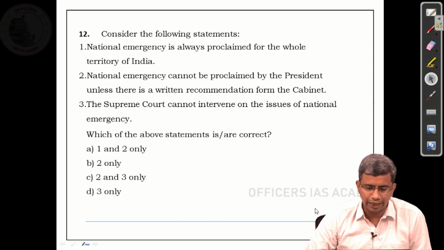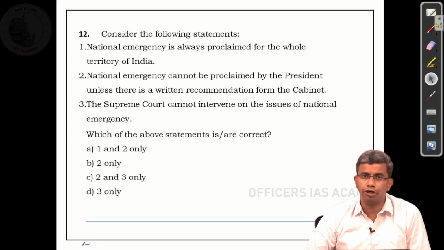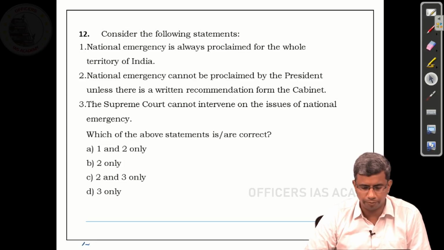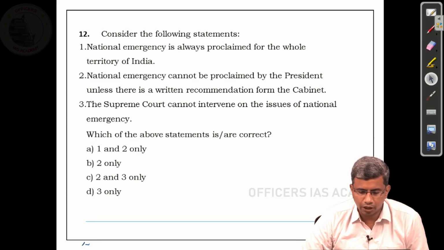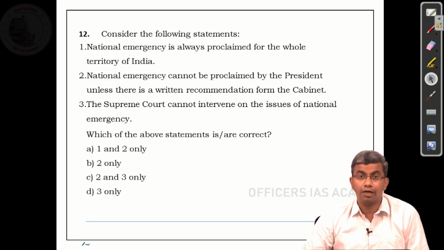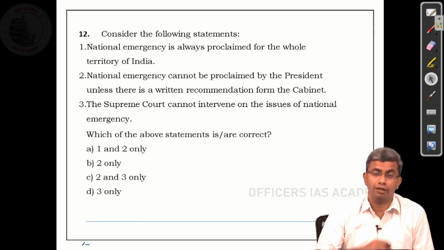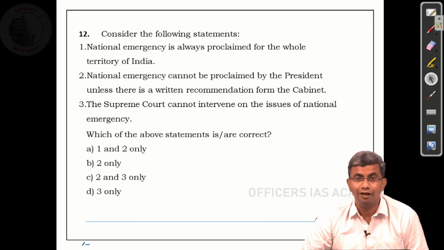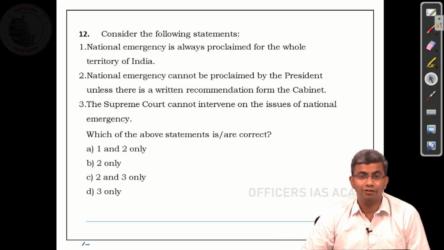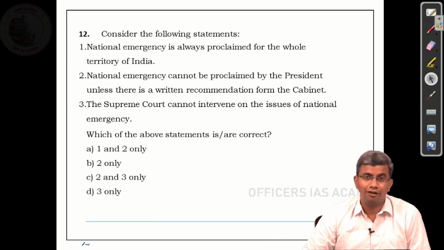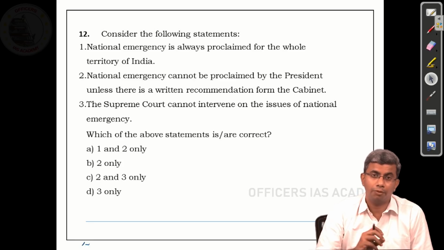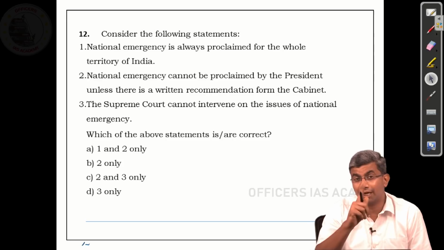Consider the following statements. National emergency is always proclaimed for the whole territory of India. Not necessary, it can be proclaimed for parts also. National emergency cannot be proclaimed by the president unless there is a written recommendation from the cabinet. Yes, the 44th amendment made it compulsory because it was a phone call which resulted in proclamation of emergency in 1975. So in order to ensure that such things don't recur, the 44th amendment made it that a written recommendation from the cabinet is required.